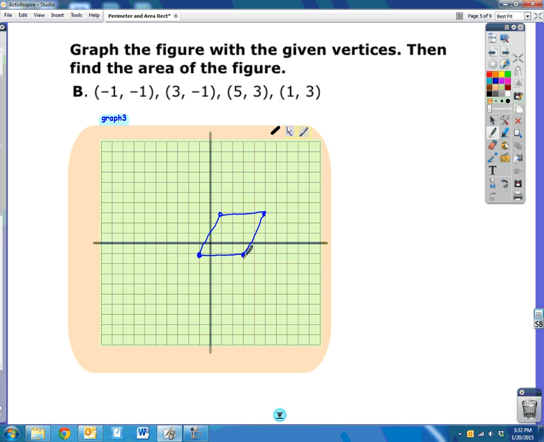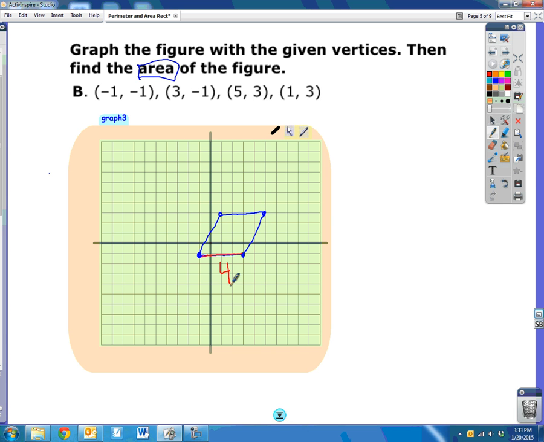Looks like when I connect the dots, I have a parallelogram. I can find the area of a parallelogram. That's what it says to do right here. Graph the figure and find the area. So again, you can pause it if you want, but I'm going to go ahead and find the area here. If I look at the base of that parallelogram, it is 1, 2, 3, 4. Or if you prefer up here, 1, 2, 3, 4. It doesn't really matter. But the base is going to be 4.